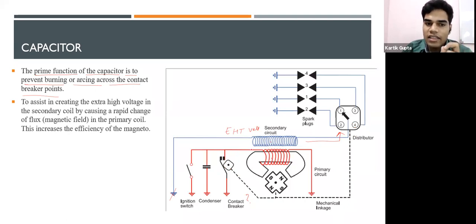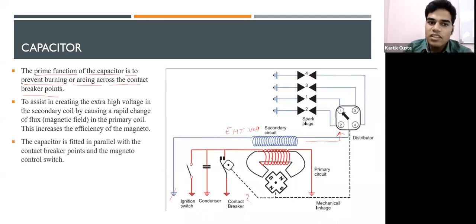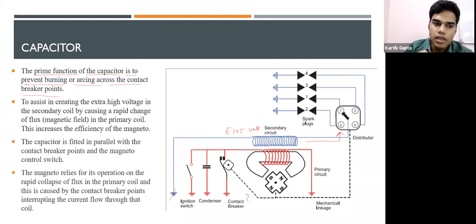It also assists in creating the extra high voltage in the secondary coil by rapidly changing the flux in the primary coil, which increases the efficiency of the magneto. The capacitor is fitted in parallel with the contact breaker points and the magneto control switch. The magneto relies in its operation on the rapid collapse of the flux in the primary coil, and this is caused by the contact breaker points interrupting the current flow through that coil. I hope now it's understood how this charge has been formed.